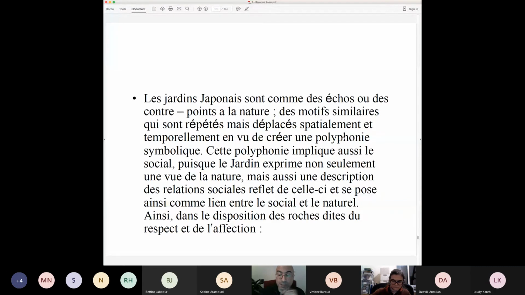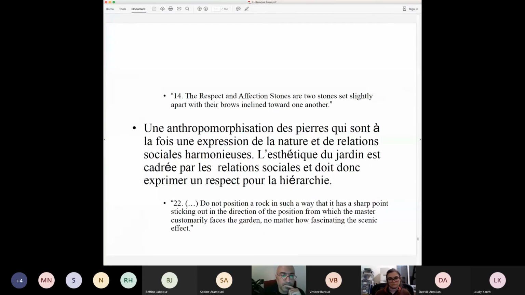And this is what he says, to illustrate this. This is what he says on the disposition of the rocks that he calls the rock of respect and affection. The respect and affection stones are two stones set slightly apart with their brows inclined towards one another. So what are we using? We are using natural elements, rocks in this case, to represent human relationships.